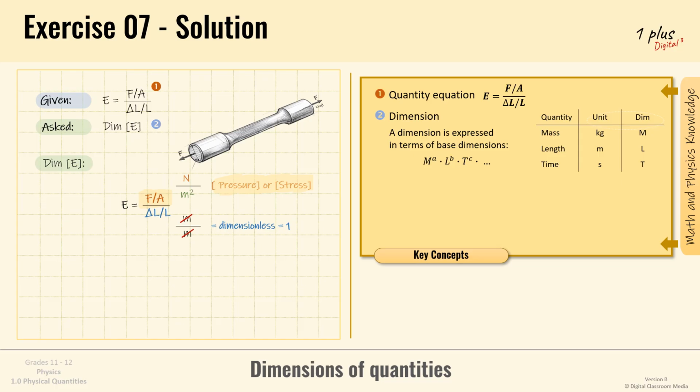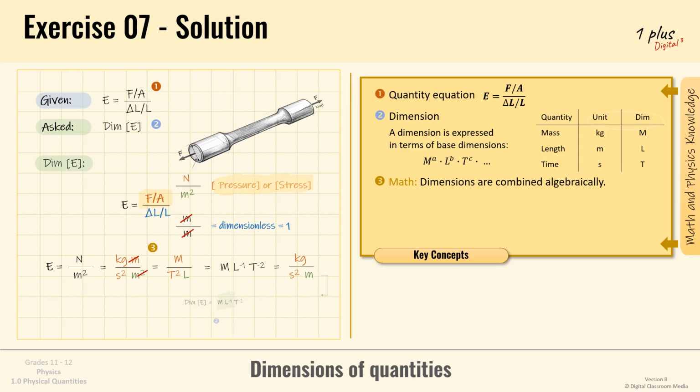Now we insert the units. 1 Newton corresponds to kilogram times meter per second squared. We divide this by square meters. 1 meter cancels out. What remains is kilogram per meter and per second squared. Now we write this as a dimension. Kilogram belongs to mass, M, meter belongs to length, L, second belongs to time, T, so we obtain M times L to the power of minus 1 times T to the power of minus 2. That is the required dimension.